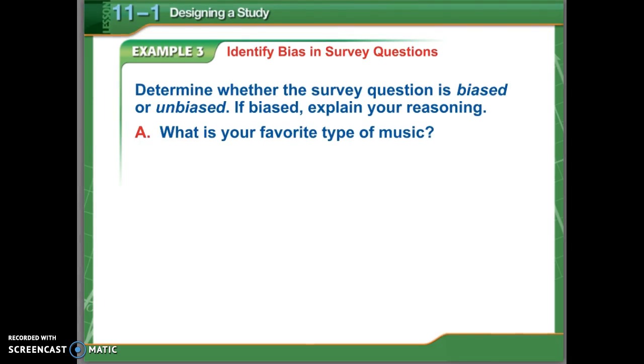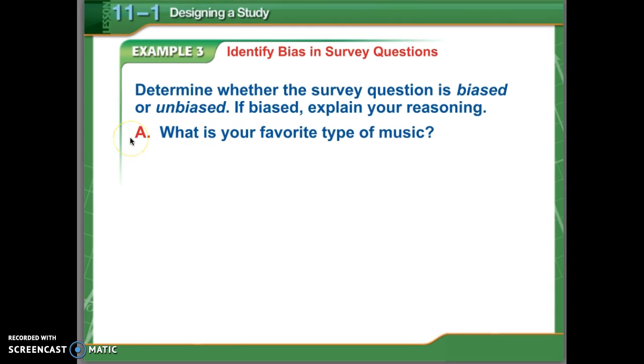Example 3. We're going to look and see if there is bias in the survey questions. Bias means that one option is preferred over another, or one option is meant to be picked over another option. So the directions say that we need to determine whether the survey question is biased or unbiased. If it's biased, explain your reasoning.